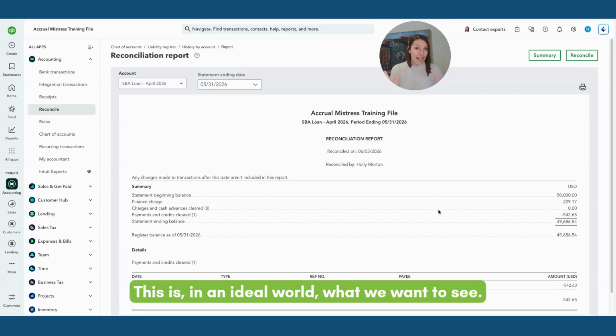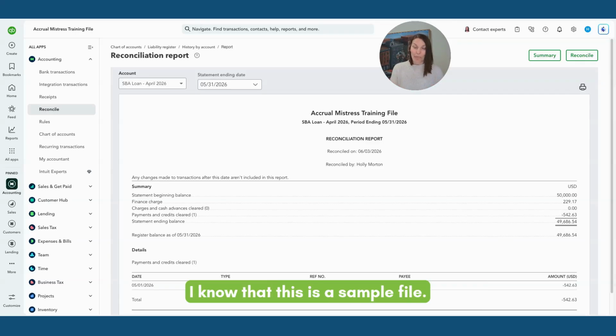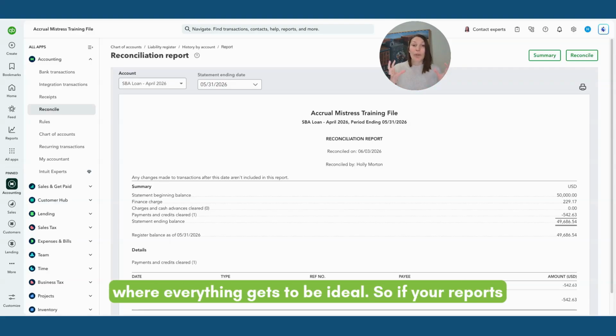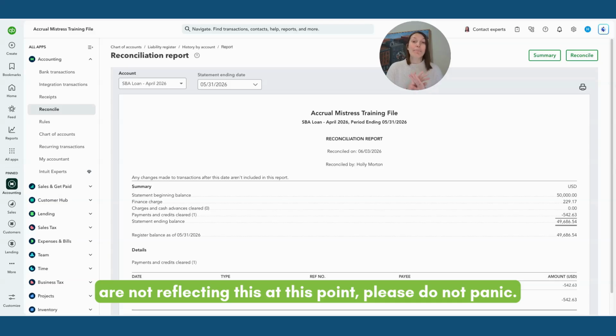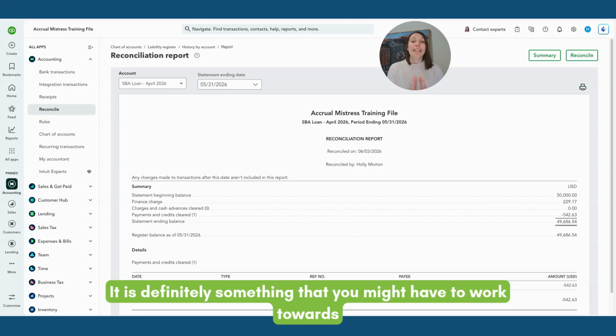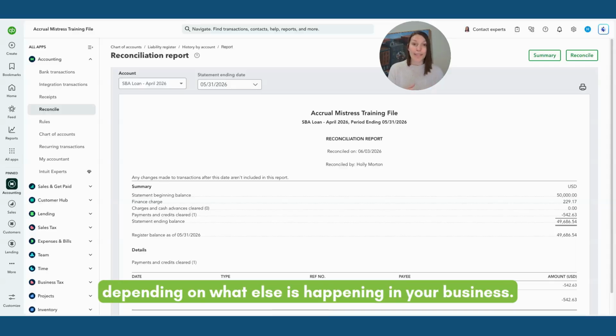This is, in an ideal world, what we want to see. I know that this is a sample file. I've kind of created my own little sandbox where everything gets to be ideal. So if your reports are not reflecting this at this point, please do not panic. It is definitely something that you might have to work towards depending on what else is happening in your business.